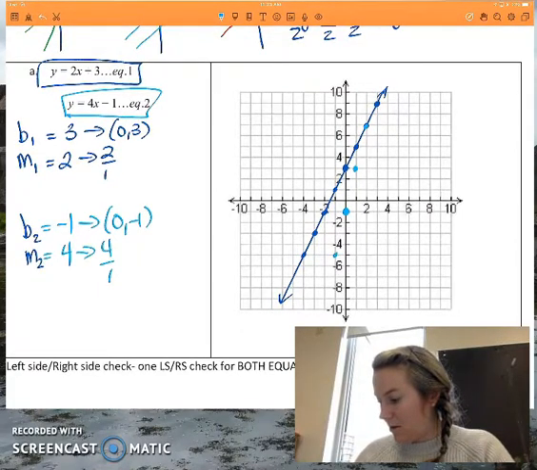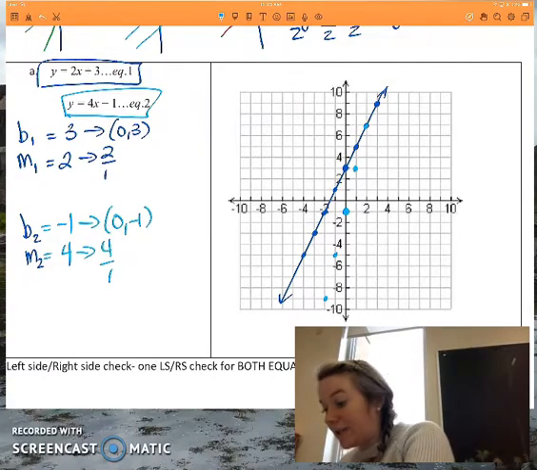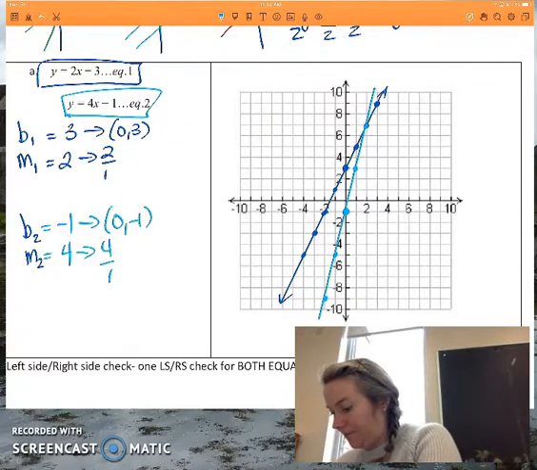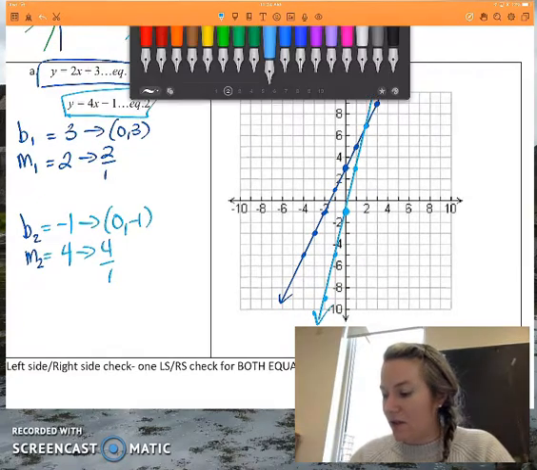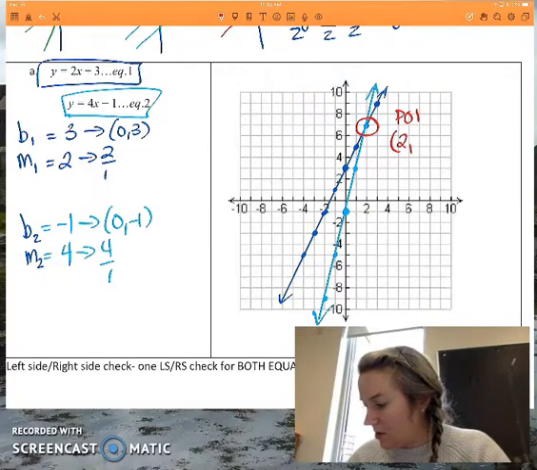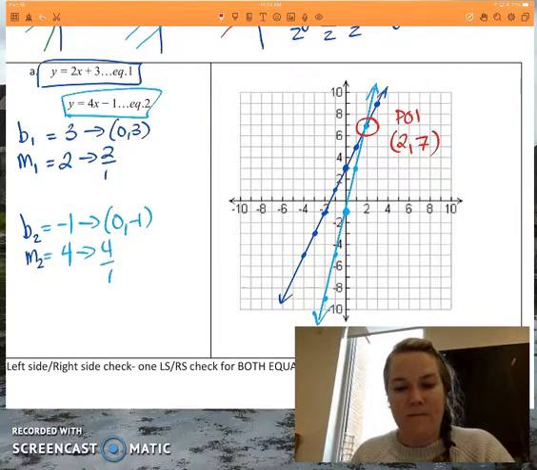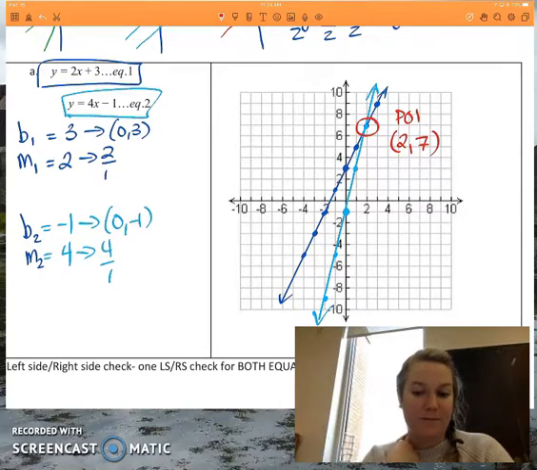Down 4. There we go. Let me draw that line. I'm sure you can already see the point of intersection, but I'm going to draw that line for you anyway. And where's the point of intersection? In red, right there, POI, and the x value is 2, and the y value is 7. So I've graphed them both. I've discovered that the point of intersection is 2, 7.